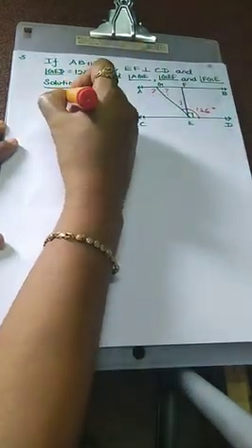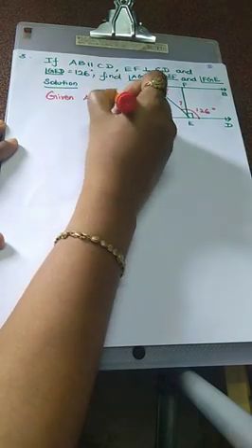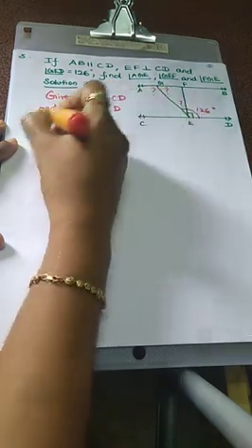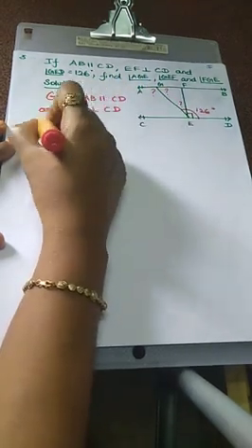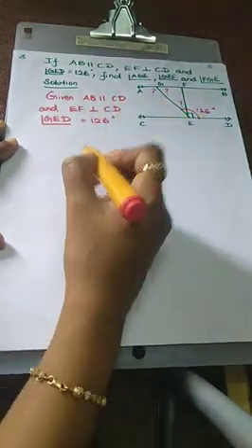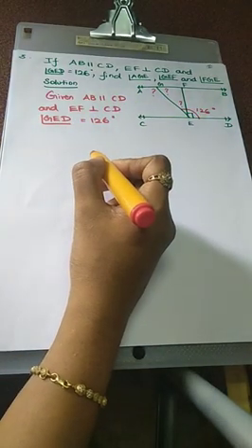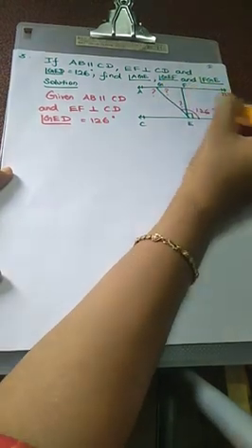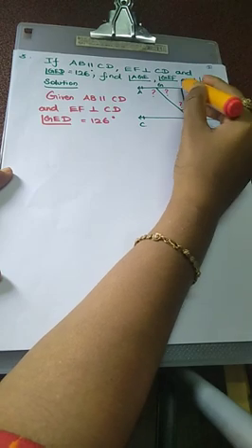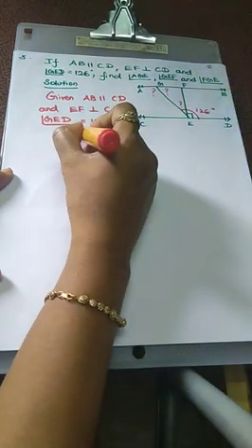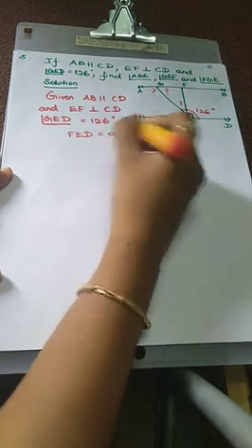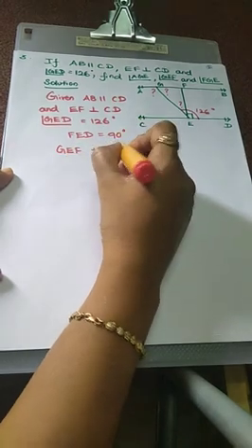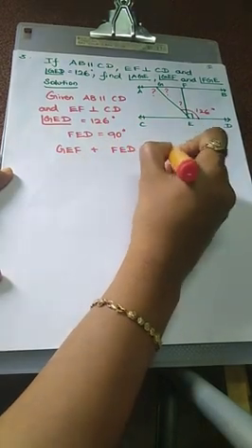First write the given. What is that? AB is parallel to CD. And the main condition, EF is perpendicular to CD. One of the angles is given, that is GED equal to 126 degree. How can we calculate the first value, AGE? We just use the condition simply. GED is equal to 126 degree. We know FED value is actually, what is that? FED is equal to 90 degree. So we have to write GEF plus FED is equal to 126 degree.